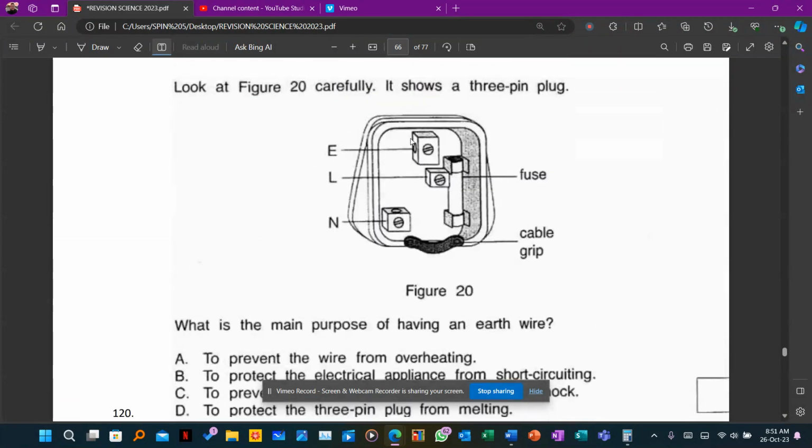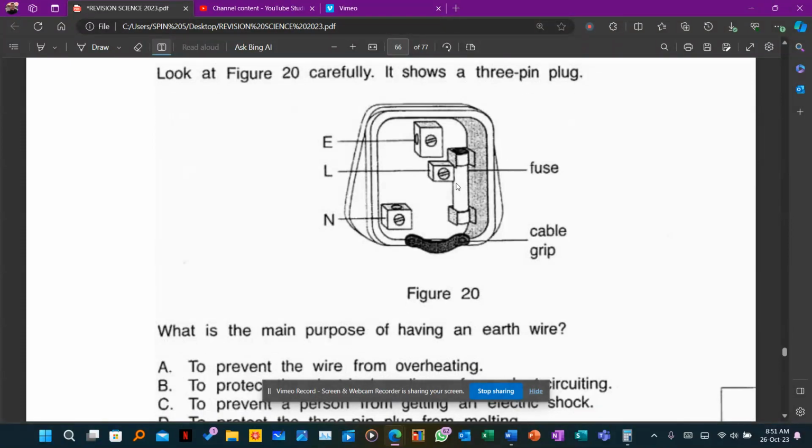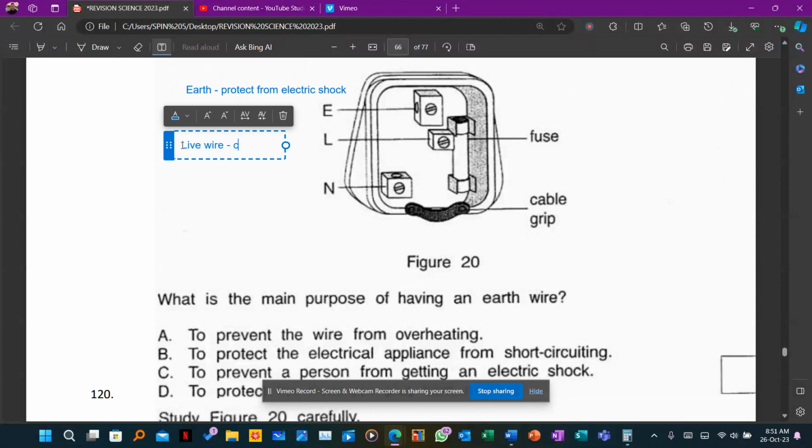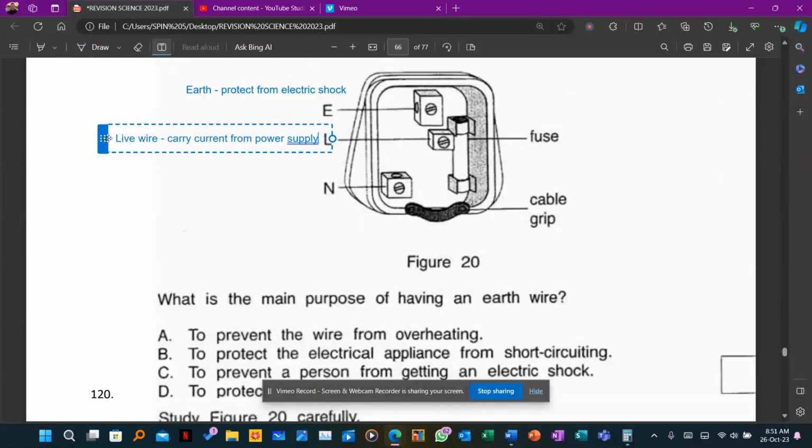Next one is talking about the 3-pin plug. You have a fuse there, and then you have three different wires here. The wire on top is the earth wire, and the earth wire is to protect you from electric shock. Then you have the fuse. Any wire that is close to the fuse is called the live wire. The live wire is where the current flows, it carries current from our supply.